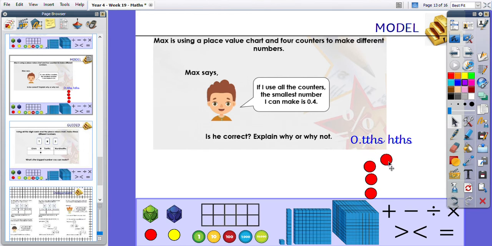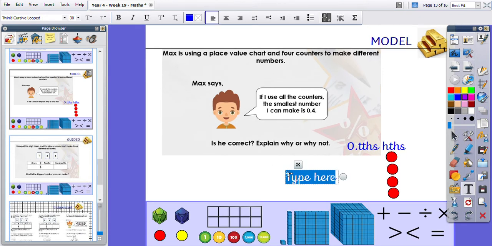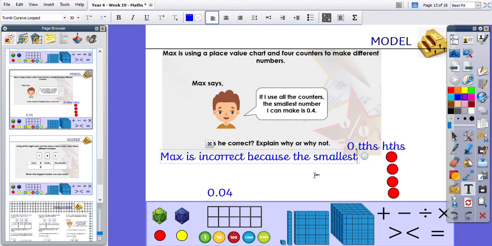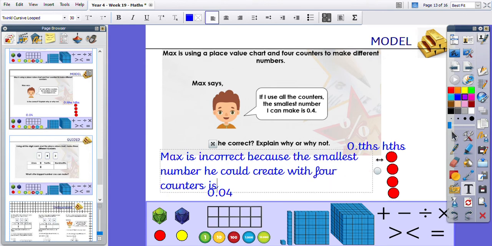So hopefully you've realised that the hundredths is the smallest column. So if we move these counters to the hundredths column, this is the smallest number that Max can make using these columns. So the actual answer would be 0.04. So Max is incorrect because the smallest number he could create with 4 counters is 0.04.